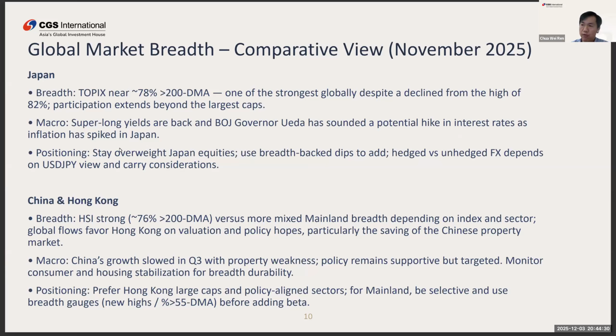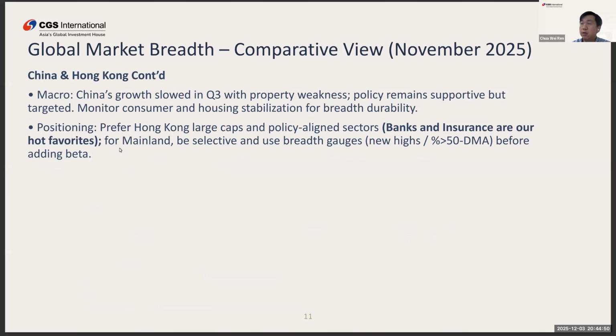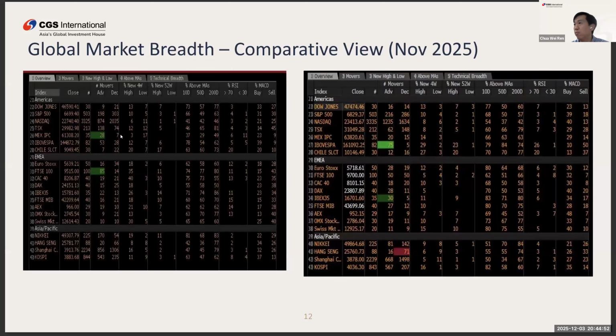Now, Hong Kong, I briefly touched on. I think it's still very strong, but very near term, we're likely to see a range-bound scenario, because the Hang Seng can't cross above 26,100. We are likely to look for a further correction down to maybe 25,000, the lower end of 25,000, before going forward. Okay, so this is a global market breadth that we do a comparative view.